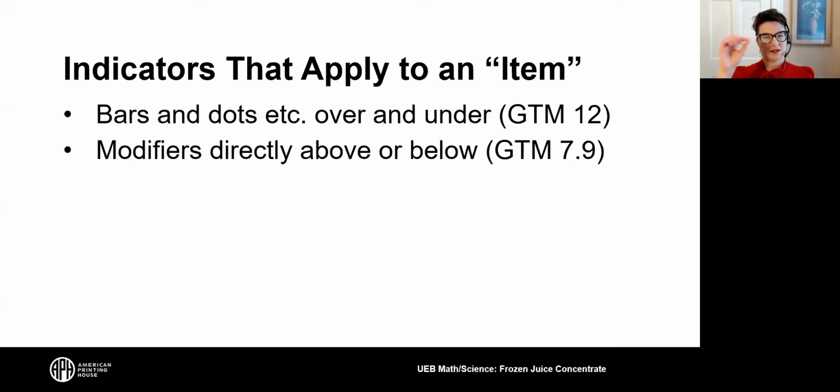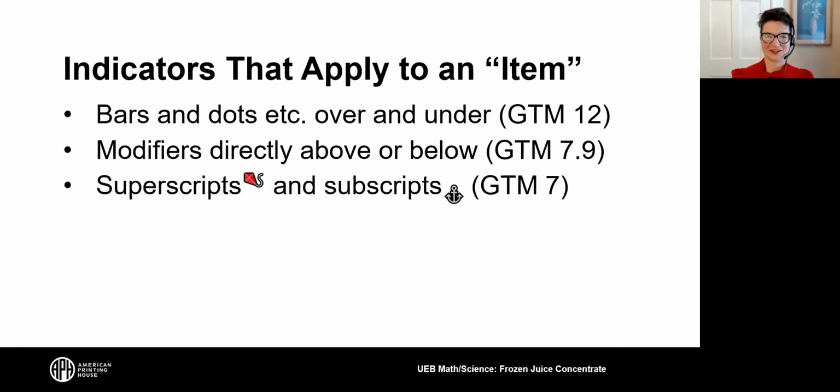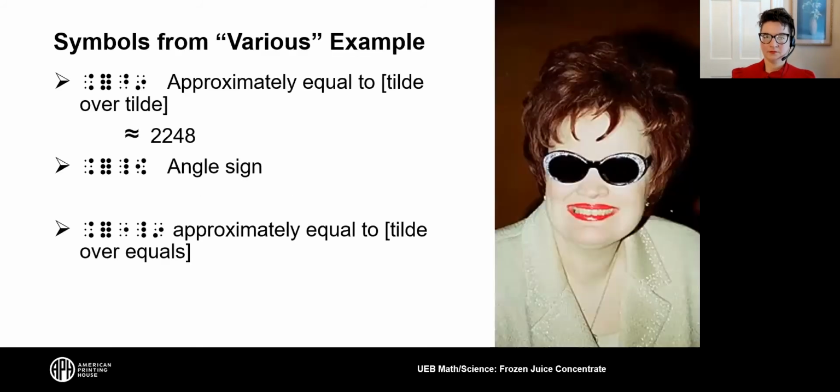Things that are written directly above or directly below, modifiers directly above or below, apply to an item, because it's a foundational concept, especially of the material that guidelines for technical material applies to. Other indicators that apply to an item are superscripts and subscripts. We already talked very specifically about what the symbols were in the Diane Schur example.